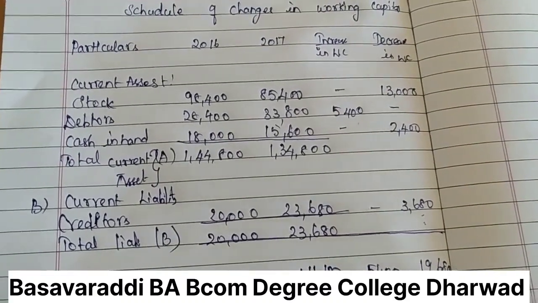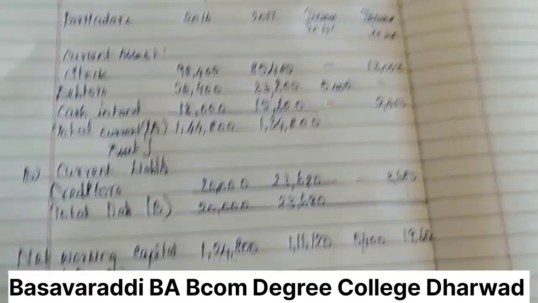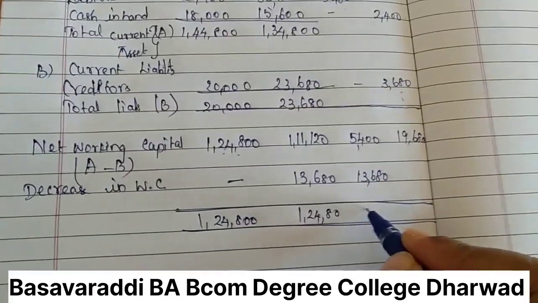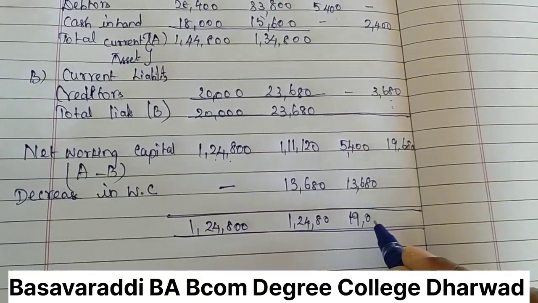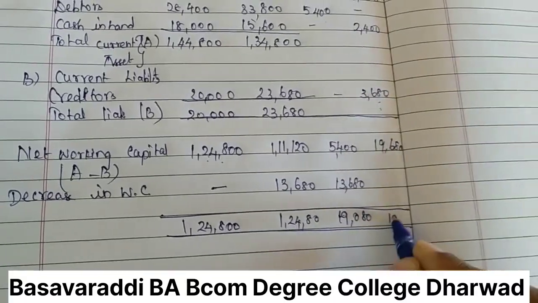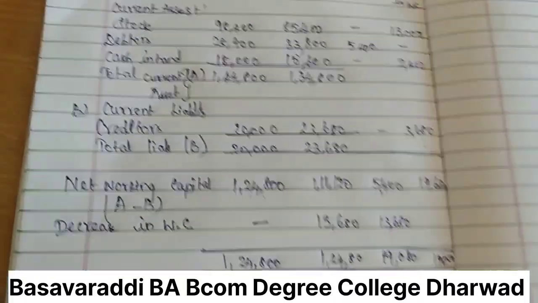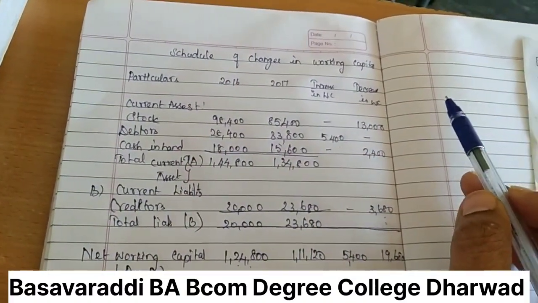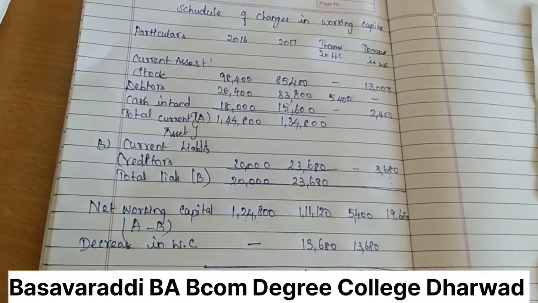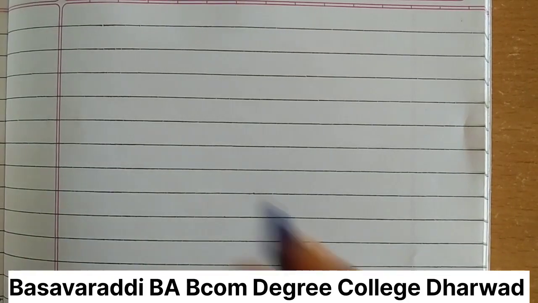1,24,800, 1,24,800, 19,080, 19,080. So now we have found the schedule of changes of working capital. Now we have to start the fund flow operation. Now we start funds from operation.